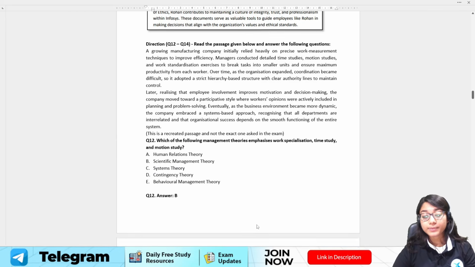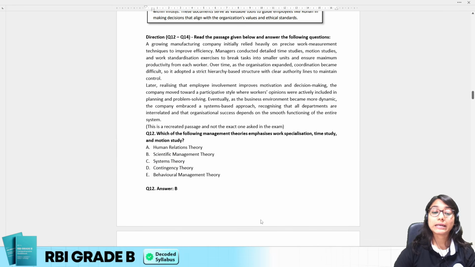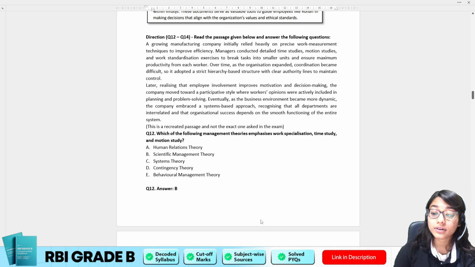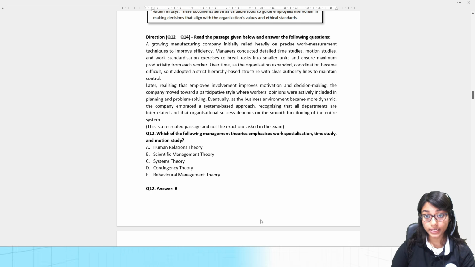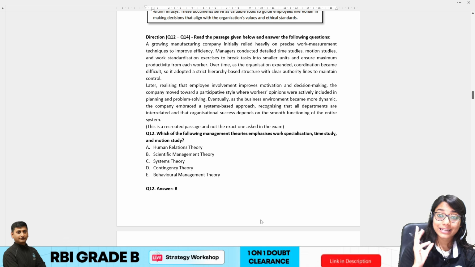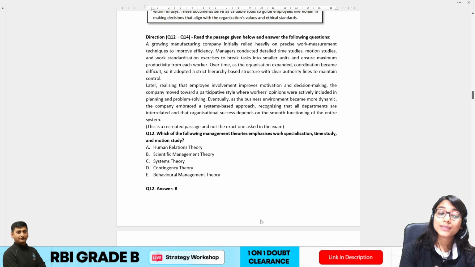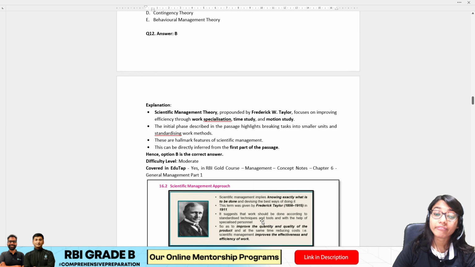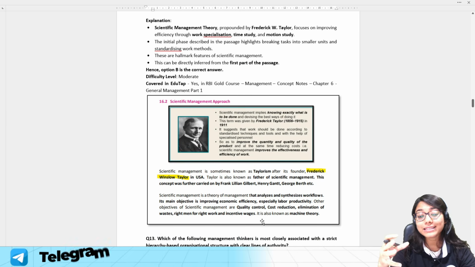A new passage has been given, right? And based on this passage, the question is asking, which of the following management theories emphasize work specialization, time study, and motion study? The moment we talk about these three techniques, there is only one management theory, which is the scientific management theory, as given by Sir F.W. Taylor.